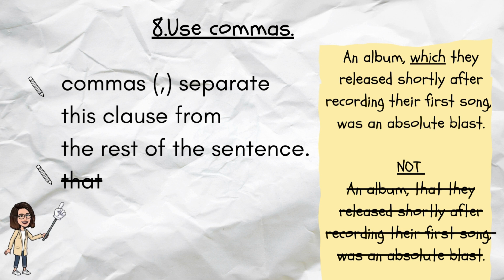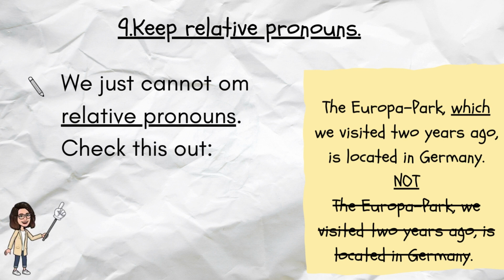We cannot use that instead of who or which in non-defining relative clauses. An album, which they released shortly after recording their first song, was an absolute blast. Not: an album that they released shortly after recording their first song was an absolute blast. We cannot omit the relative pronoun.